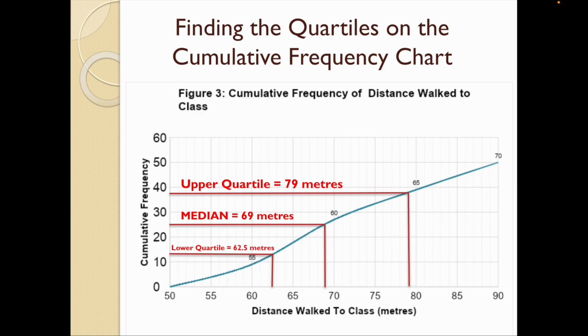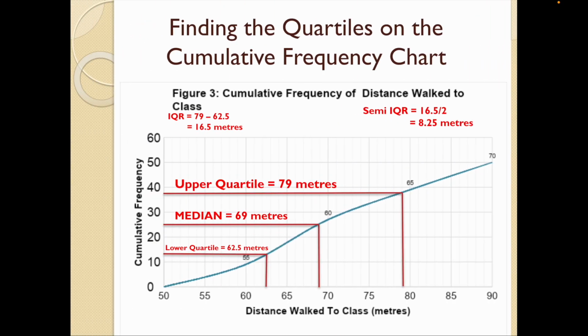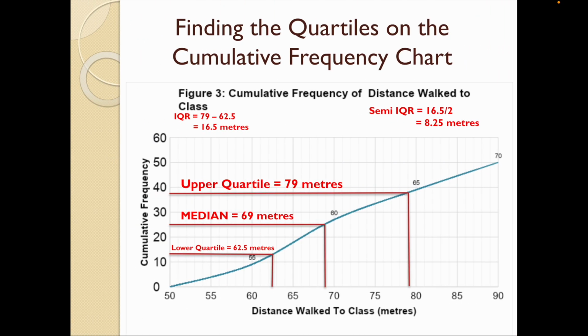So what do we do now, Clayton? How do we find the interquartile range, Clayton? 79 take away 62.5. Make sense, Tasia? And then after that, if we want to find the semi-interquartile range, what do we do? Divide the answer by 2. Excellent. And that's our answer here, 8.25. All right, does that make sense? All right, good.